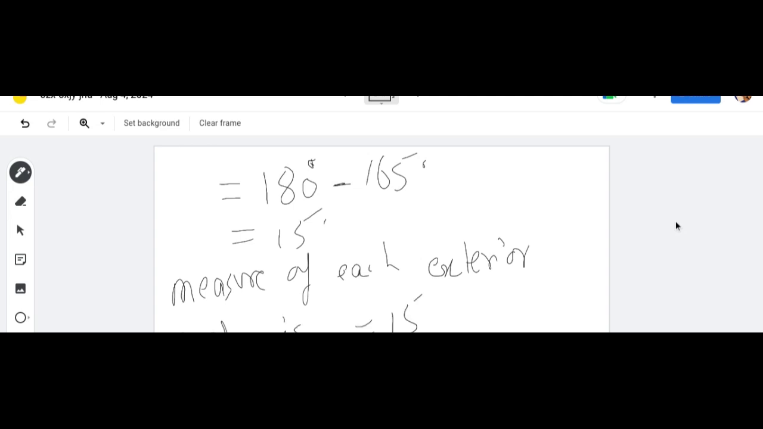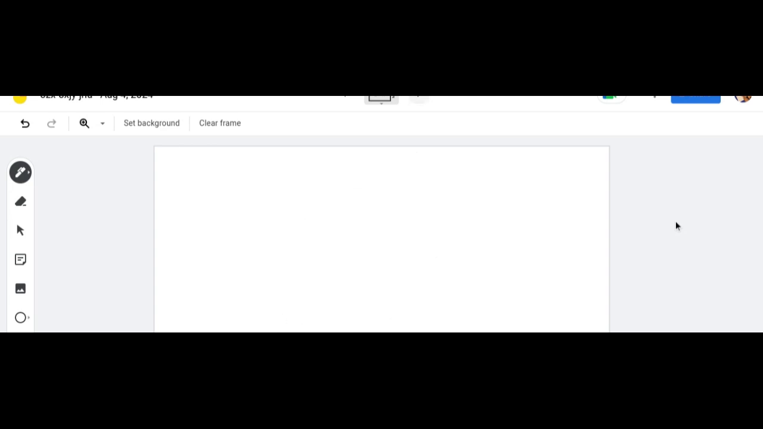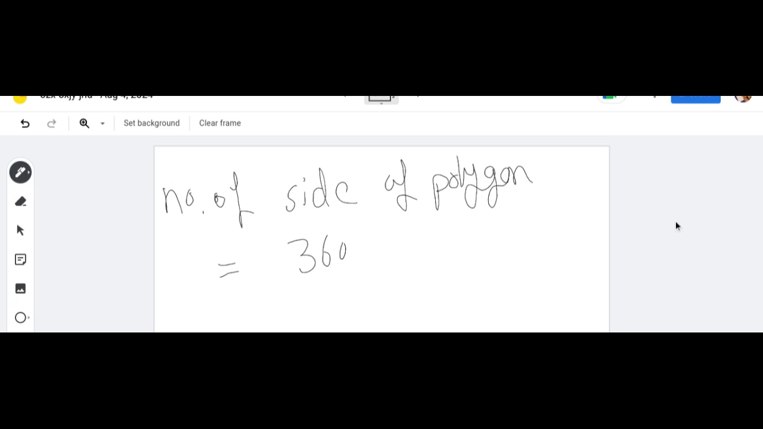Now the calculation will be the same as the previous questions. We have to find the number of sides of the polygon. We divide the total sum, 360, by the exterior angle, 15, then the number of sides will be 24. It is just the inverse of the previous question.